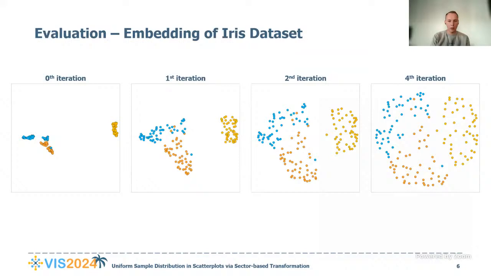I also wanted to show you a real-world example. This is a UMAP embedding of the iris dataset, where it takes only a few iterations until there's no more overplotting. Also, there are 3 orange points inside the blue cluster, which were hidden in the original scatter plot, but are clearly visible after just one iteration of our algorithm.